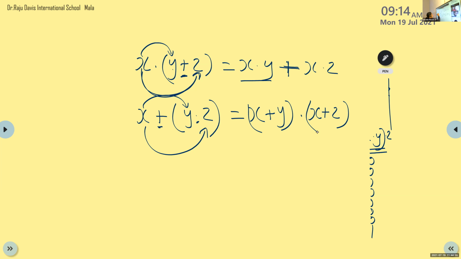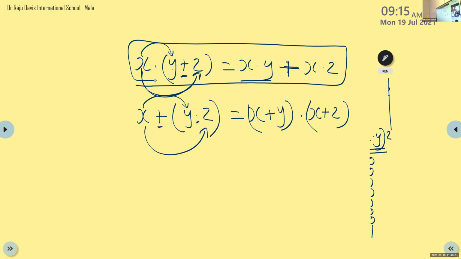Then first draw the logic circuit for this one. Draw the logic circuit for the first distributive law: x dot (y plus z) is equal to x dot y plus x dot z.